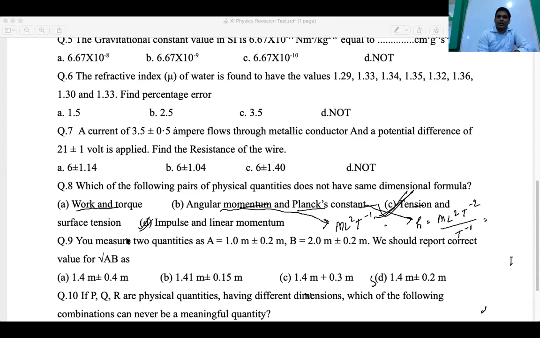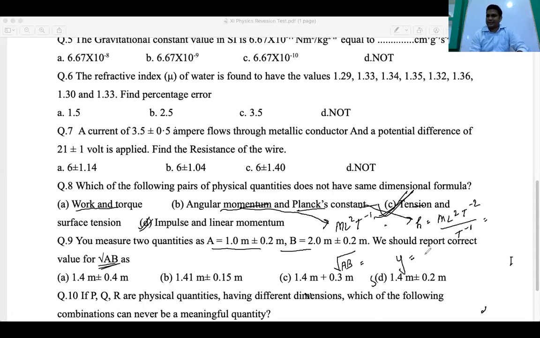Okay. So you measure two quantities A and B. We should report the correct value of under root AB, 1.4 plus minus 0.2. How will you solve this one? You need to find under root AB. So this is nothing but the multiplication of A and B.